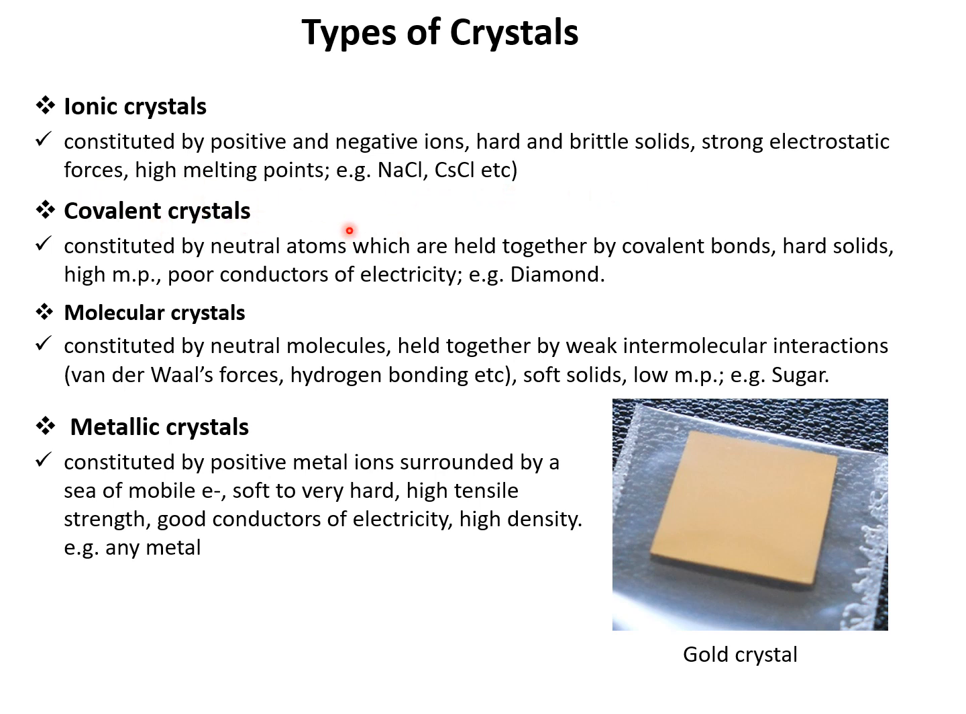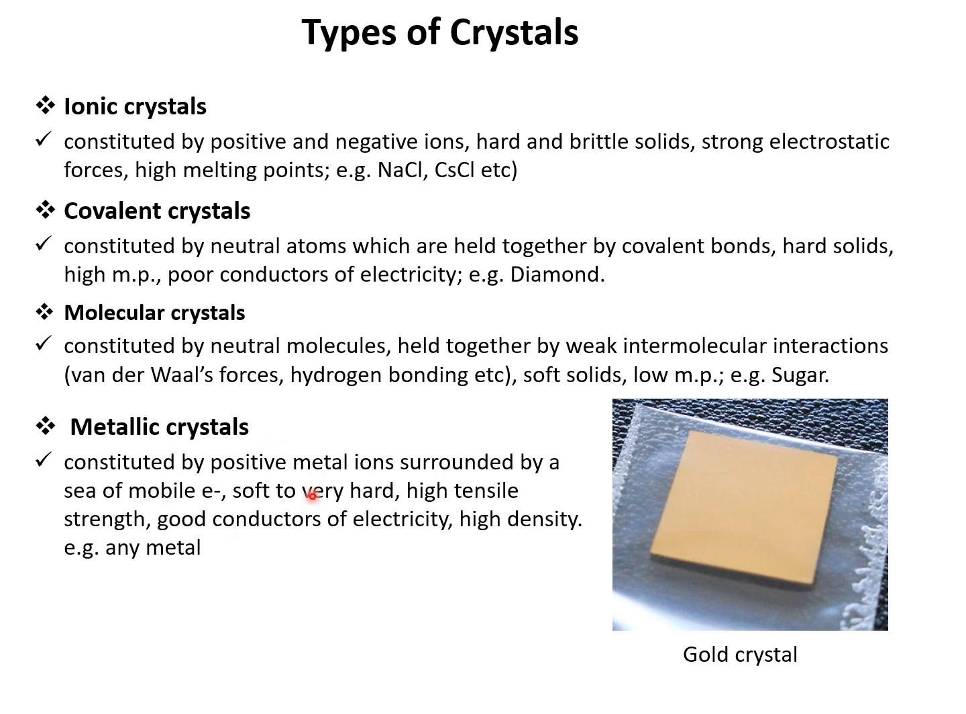The second category, covalent crystals. Covalent crystals are constituted by neutral atoms which are held together by covalent bonds, hard solids. As a result, high melting point, poor conductor of electricity. Example, diamond. Then the third one, molecular crystals, constituted by neutral molecules held together by weak intermolecular interaction. Whenever we say weak intermolecular interaction, it is nothing but van der Waals forces, apart from that, hydrogen bonding. Soft solids have low melting point. Example, sugar.